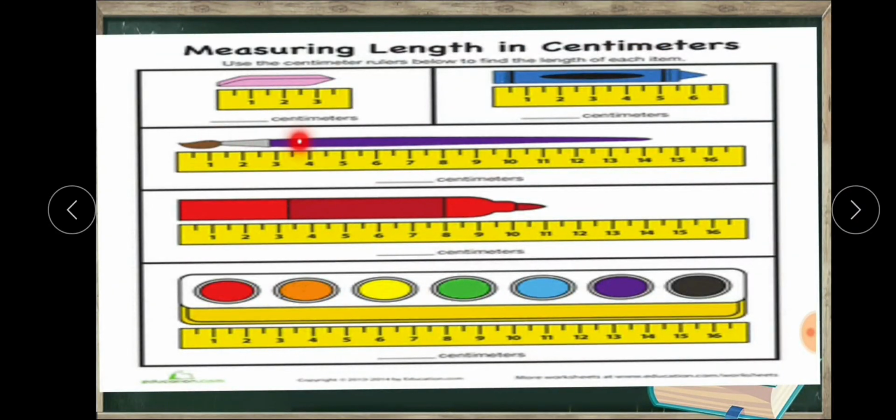Next, we are going to learn how we measure length in centimeters and millimeters. Here you can see the scale and some objects. Just take this brush. It starts from 0 and ends at 14. So we can say it is 14 centimeter. And here it's from 0 to 11, so we can say 11 centimeter. And here 0 to 17, we can say it's 17 centimeter.